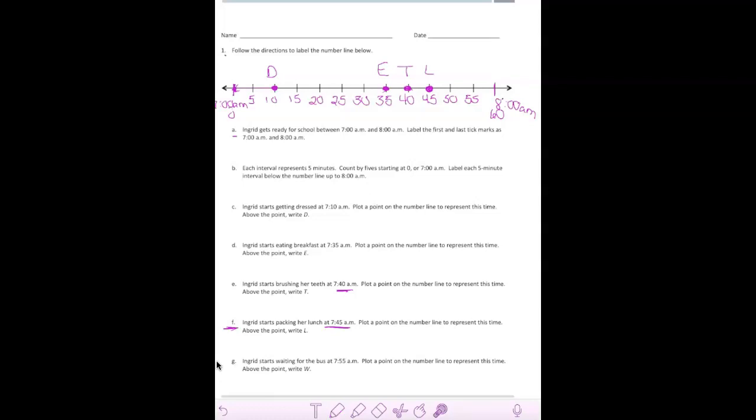Letter D. Ingrid starts waiting for the bus at 7:55 a.m. Plot a point on the number line to represent this time. Above the point, write W. Stop the video and do that now, and then come back and check your work. So I'm going to put my point for 7:55 right there, and I'm going to write W because she's waiting. Is that what you did? Outstanding.